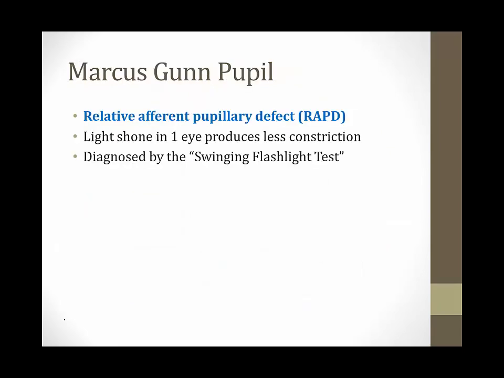There's an important abnormality of the light reflex that you should know called the presence of a Marcus Gunn pupil. This is an example of a relative afferent pupillary defect. I'll explain what this means in a minute. In a Marcus Gunn pupil, light that is shown into one eye produces less constriction compared with light shown in the opposite eye. This is diagnosed by performing the swinging flashlight test.